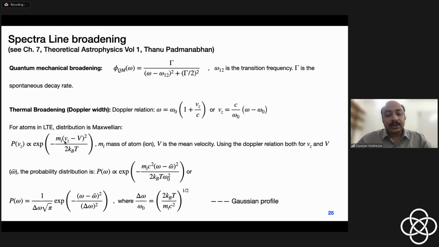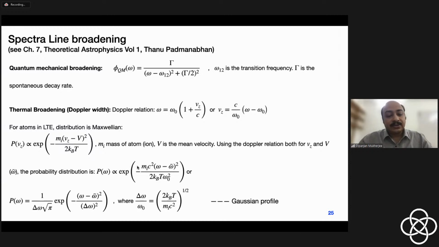Okay, but then just from this relation, if we substitute the Doppler relation, you can get another relation like this, which is the probability distribution of the particles related to the difference of the frequency and the mean frequency of the particles.